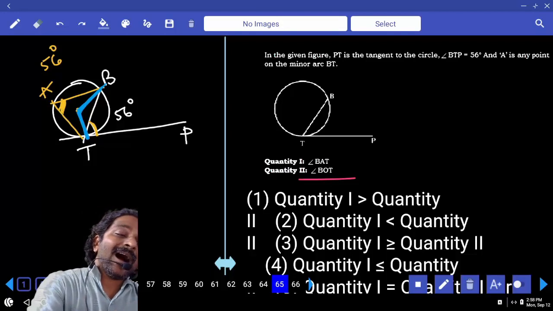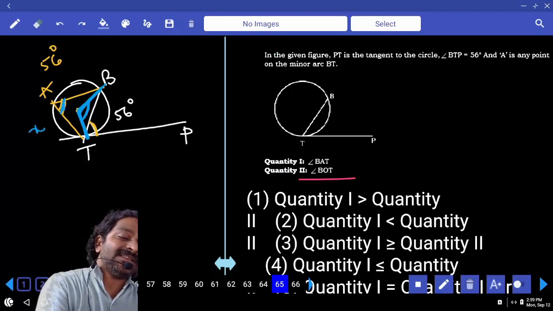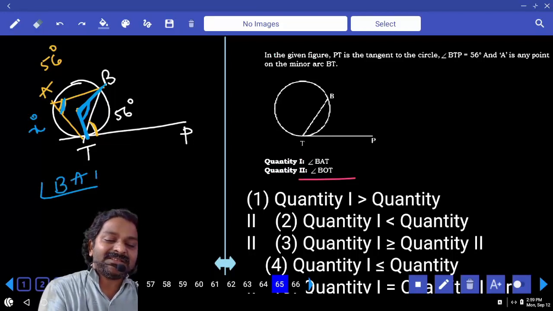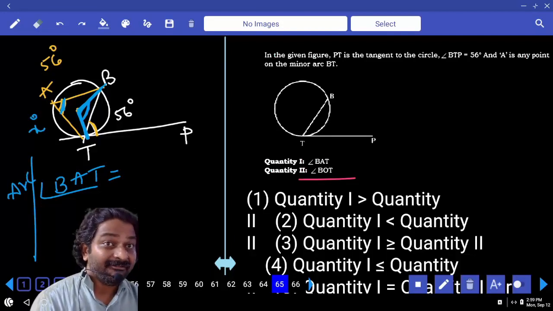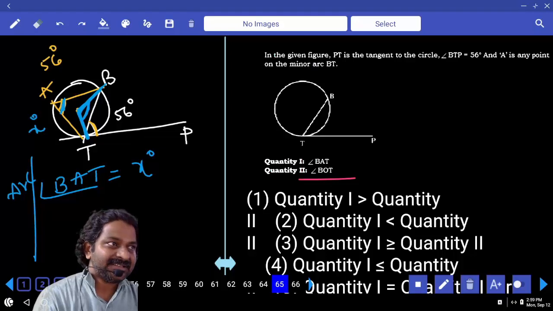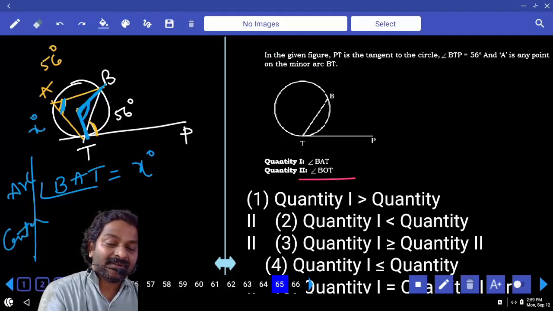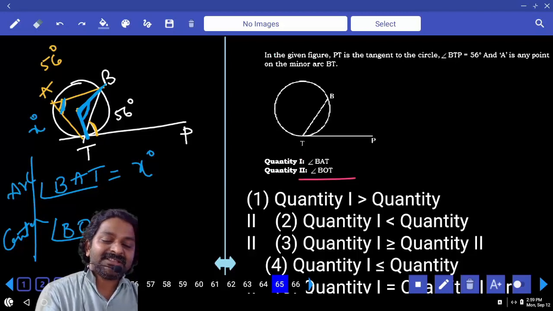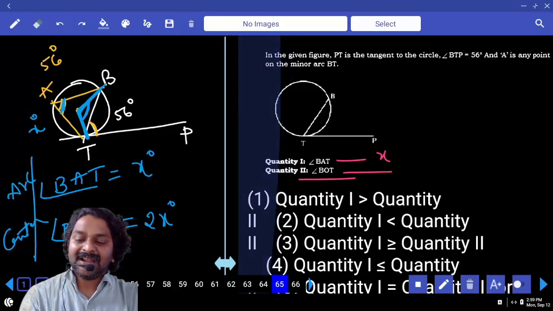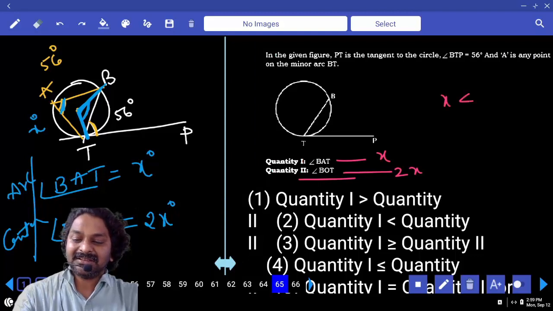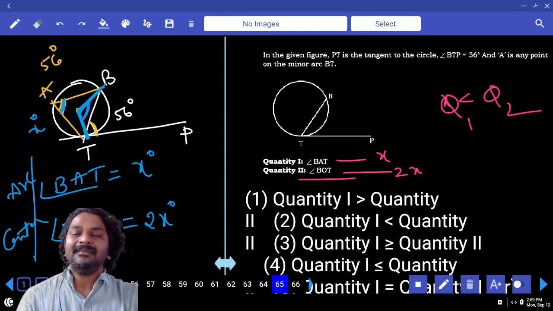Angle at BOT. In a circle, if you have two common points, B and T, when the angle formed with the arc is x, the same at the center becomes 2x. If the angle at BAT is x degrees with the arc, with common points BT, then with the center, BOT should be 2x. This is x and it is 2x.